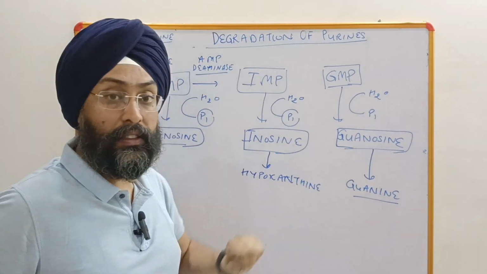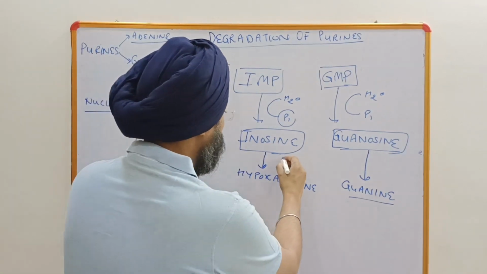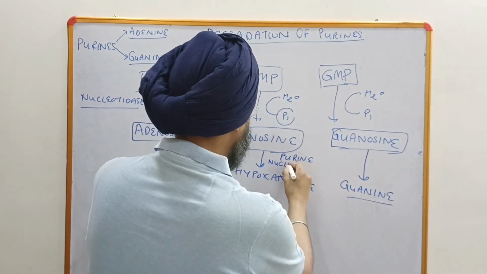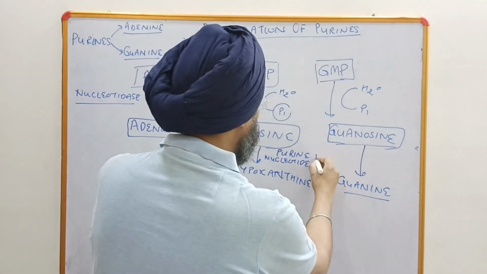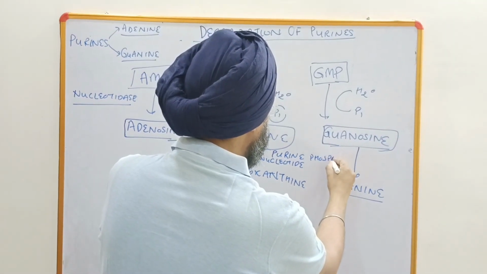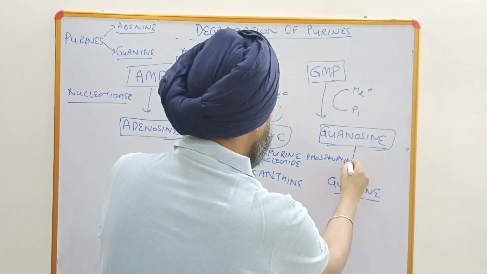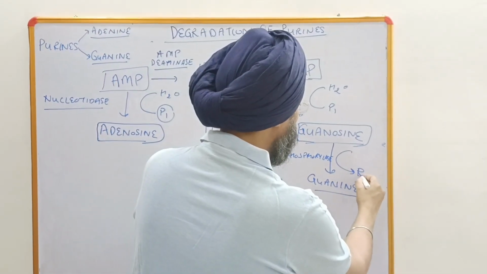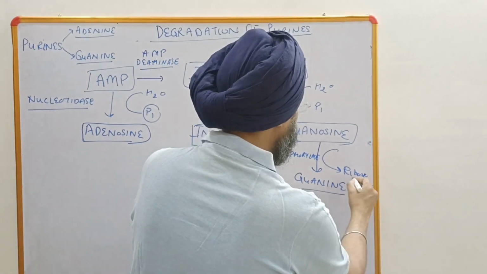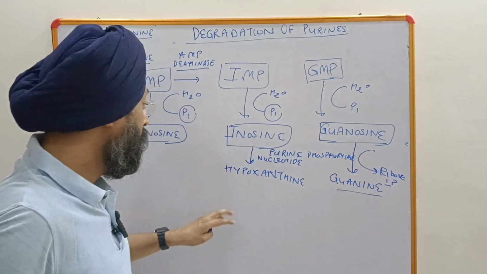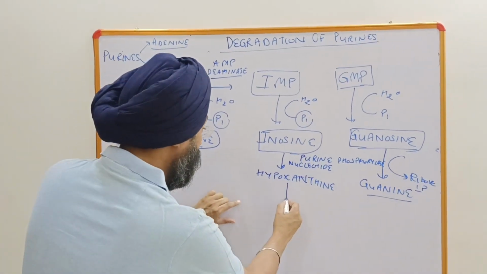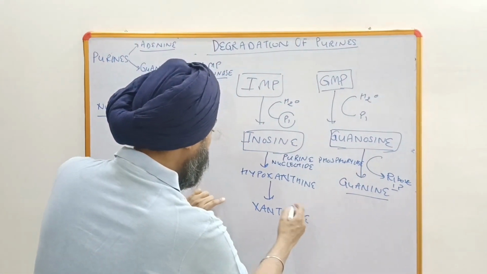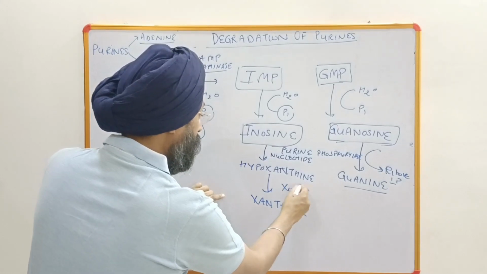right? And both these steps require the enzyme purine nucleotide phosphorylase, right? And in this step, there is release of ribose 1 phosphate, right? And from hypoxanthine we will further form xanthine by the enzyme xanthine oxidase, right?